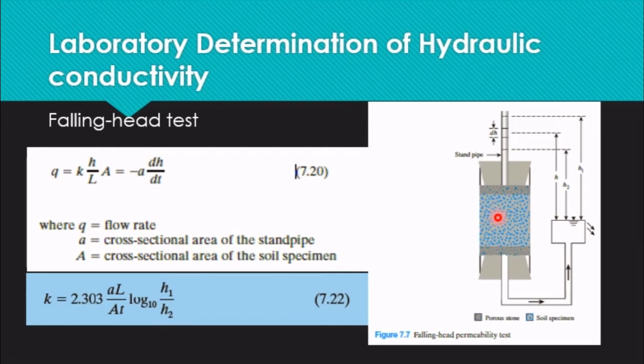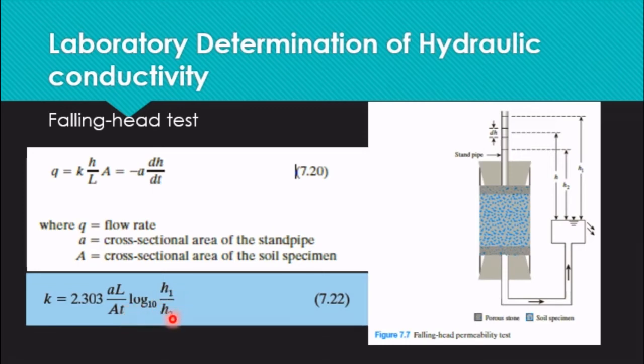If your soil sample is very compacted, this test takes a long time. Using integration, you have a derivative here, and when you integrate it, this is what comes out. The hydraulic conductivity of the soil is equal to 2.303 times the area of the standpipe, times the length of the specimen, all over the area of the soil specimen multiplied by the time when the water drops in the standpipe from H1 to H2.